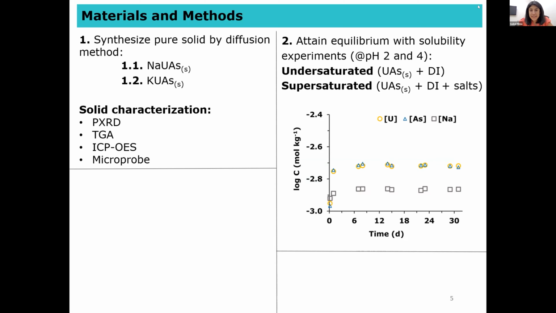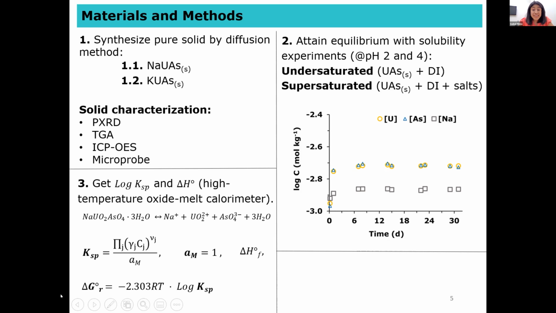After I did that, I started with solubility experiments, and I did 2 solubility experiments. The first one, I called undersaturated experiments. That is basically the uranyl arsenate plus water, put in the rotator and left for 31 days. And then the supersaturated experiments are the uranyl arsenate, the DI water, and the salts that I also call stock solutions, that are made up of the same elements that I used to synthesize the mineral.